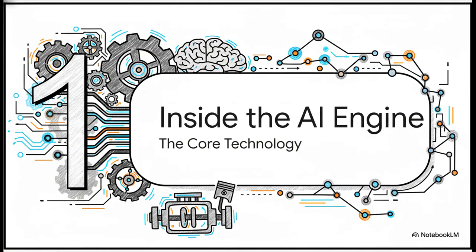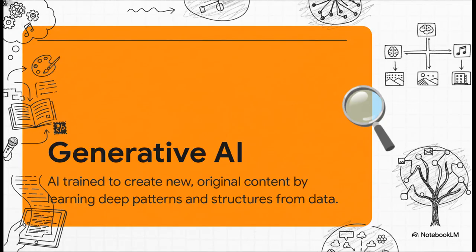Part 1, inside the AI engine. It's time to get under the hood and really understand this core technology. So first up, we have the biggest category, generative AI. Now, this isn't the kind of AI that just analyzes a spreadsheet. No, this is AI that actually creates something totally new. It learns by studying just a mind-boggling amount of existing data, figures out the deep patterns, and then uses that knowledge to generate original content. We're talking images, music, and this is key for us, code and text.